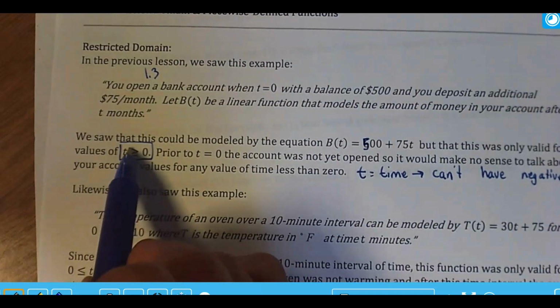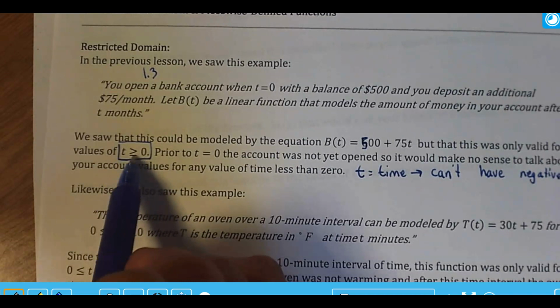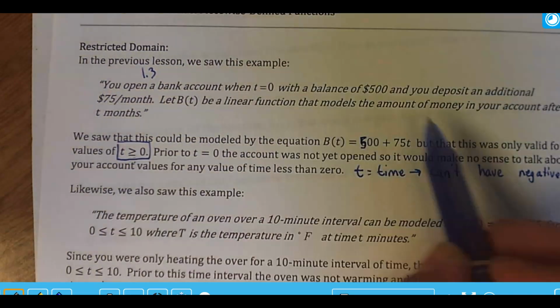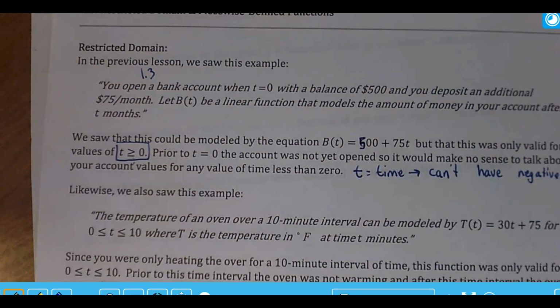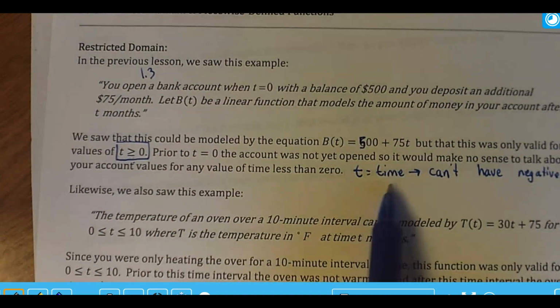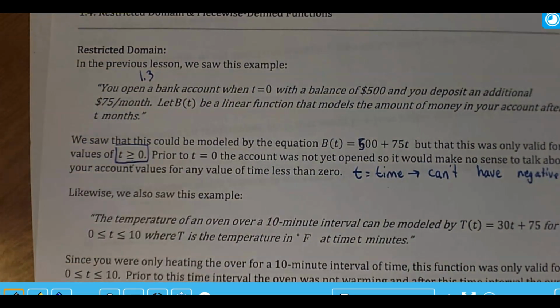And then any months bigger than 0, so 1 month, 2 months, 3 months, that would make the plus 75t happen. And we could graph our equation. But again, we wouldn't want time to be negative, so we could put a domain restriction.